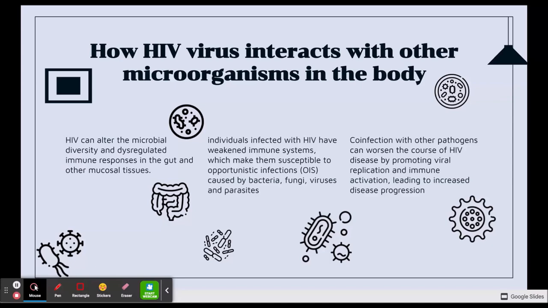HIV infection can impact the gut microbiome by altering its composition and function, potentially leading to gastrointestinal symptoms such as diarrhea, weight loss, and malnutrition. Individuals infected with HIV have a weakened immune system, which can make them susceptible to opportunistic infections caused by bacteria, fungi, viruses, and also parasites. Common opportunistic infections associated with HIV include tuberculosis, fungal infections, as well as hepatitis B and C.